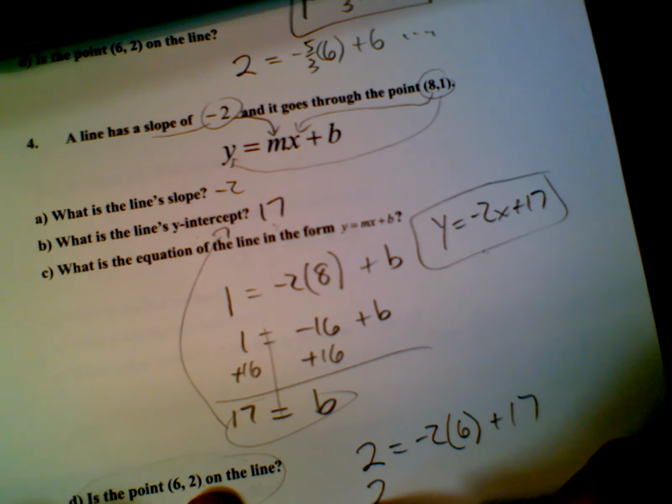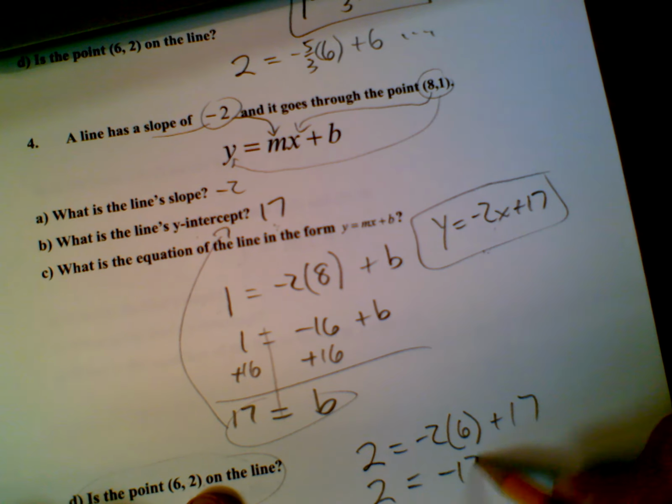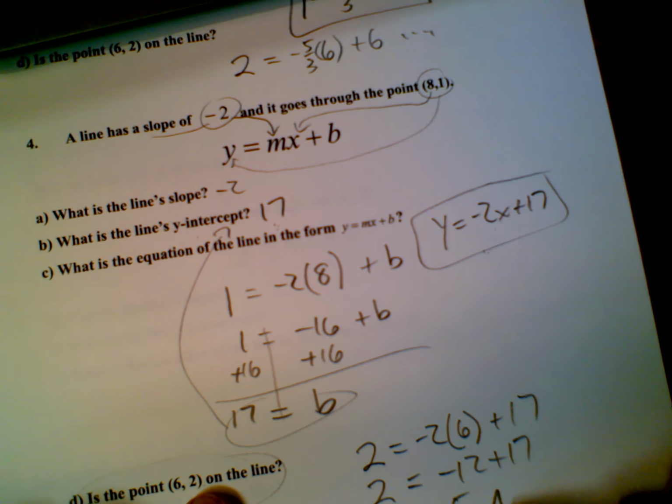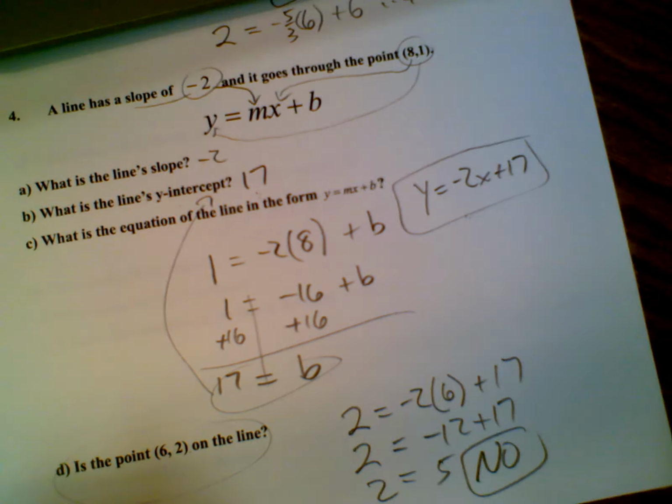Is this really true? 2 is equal to negative 12 plus 17. Let's see, negative 12 plus 17 is 5. No, not true. That point is not on the line. Okay, last two problems.